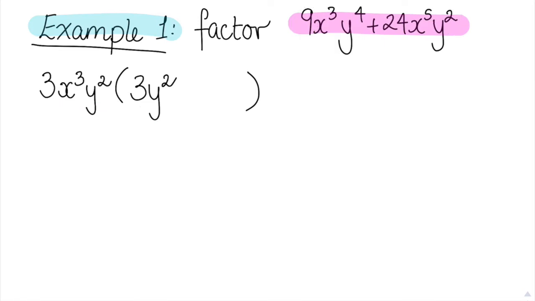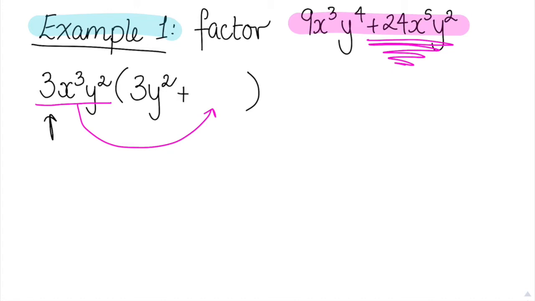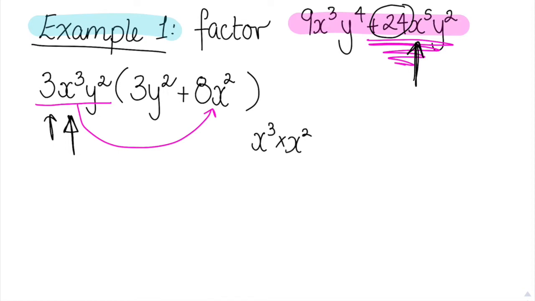So now we're asking ourselves, 3x cubed y squared multiplied by what will give me the second term of positive 24x to the 5 y squared? Beginning with the numbers, 3 times positive 8 will give me the positive 24 we're after. I need x to the power of 5. I've only got x cubed out the front, so we need to multiply now by another x squared, as the x cubed multiplied by the x squared will give me the x to the power of 5.